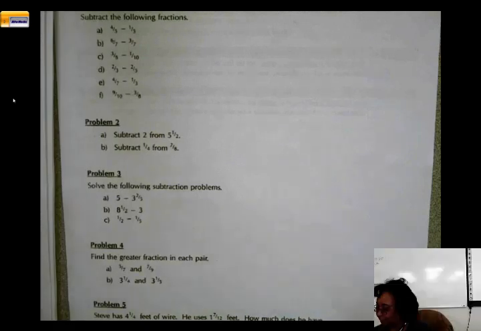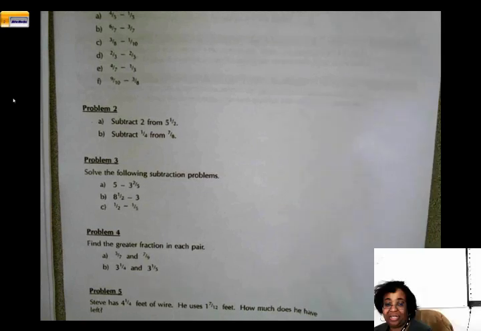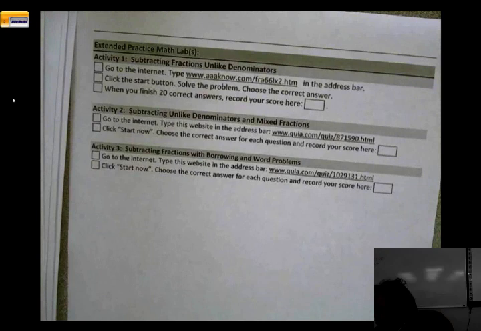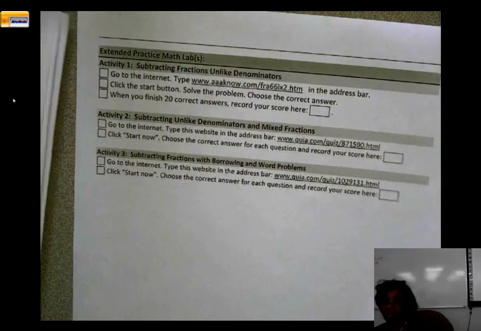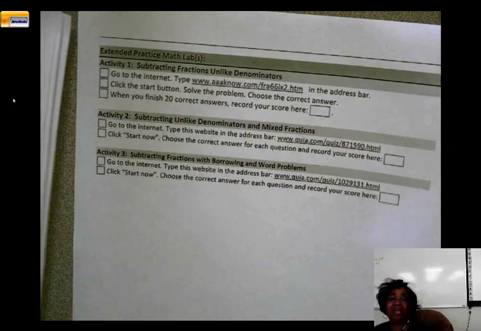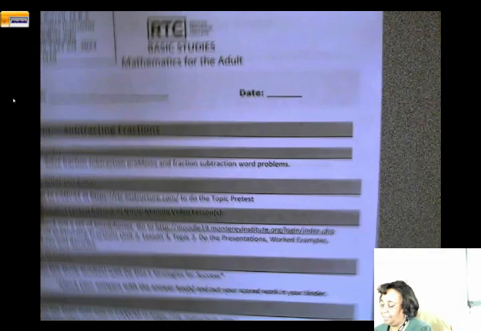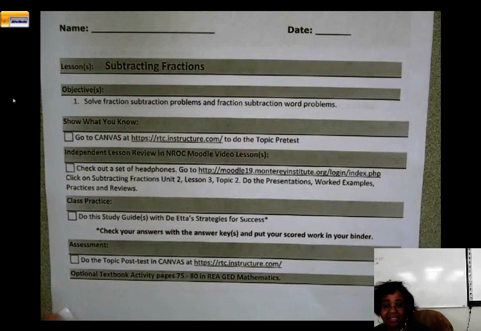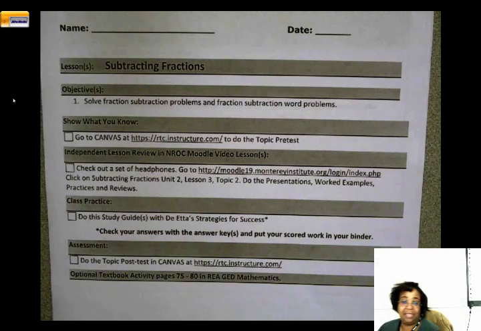Then on page 7, you have a mixed review of the different types of fractions. Some of them have borrowing in them for sure, with a couple of word problems. And you have some extended math labs on page 8 to do on the internet. But you can do that at home for homework. You might want to try to see if you can get the packet done today. So if you have questions, you can ask me. And for homework tonight, you're going to have the pre-test, the post-test, and that extended practice on the last page.